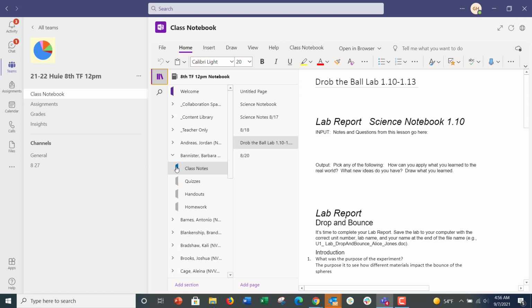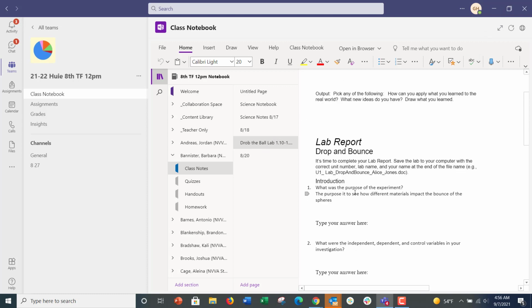So class notes is where I put most of the work, just because I don't want to mess with quizzes, handouts, and homework. I don't want you to get confused. So I try to concentrate on class notes. I'm putting everything there. Drop the ball lab. So right here it is. And for a couple of you, I named it drop and bounce lab. It's fine, either one. So then you go over to your questions.